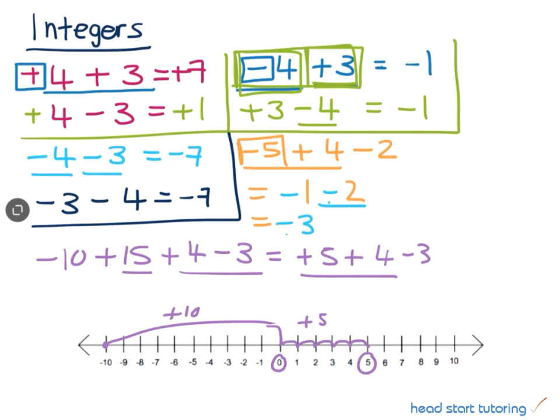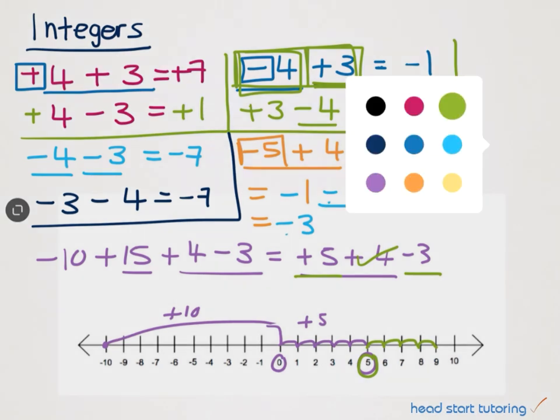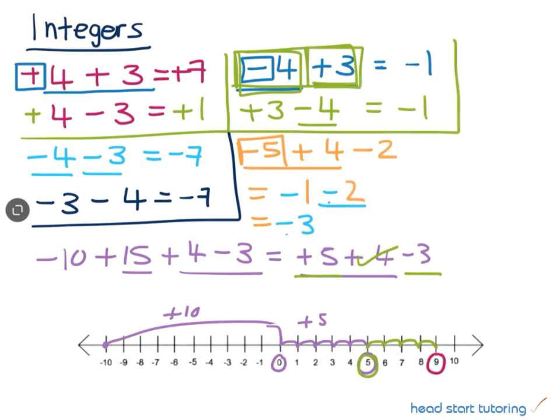So we're on positive 5 at the moment. We now need to plus 4. So we go 1, 2, 3, 4 places to the right. Okay, so we've done that. We now need to minus 3. Right, so then we go from our positive 9, 1, 2, 3 places back, and we end up with positive 6, or just 6. Right, so negative 10 plus 15 plus 4 minus 3 ends up giving us an answer of positive 6, or just 6.